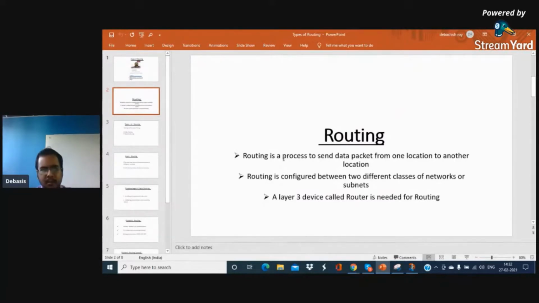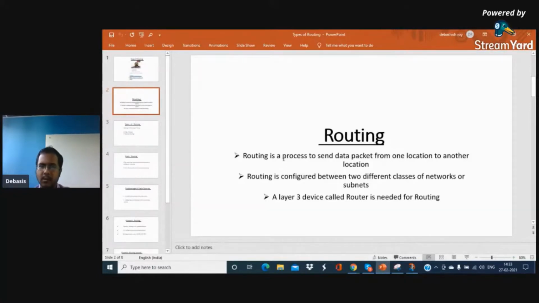Routing is a process to send data packets from one location to another location across WAN links. So if one city is connected to another city by routers, then through that WAN link we are going to send packets from one city to another city. That is routing. Routing is configured between two different classes of networks or subnets.